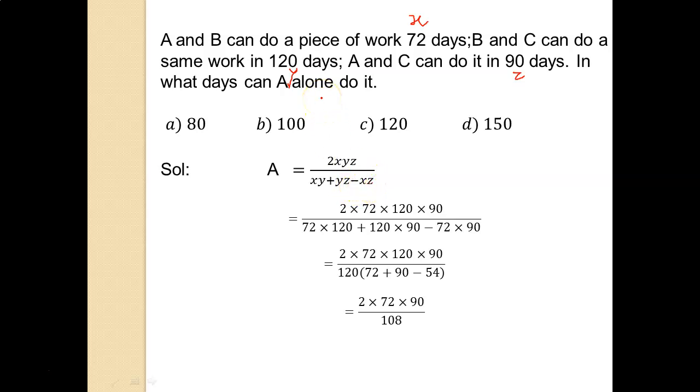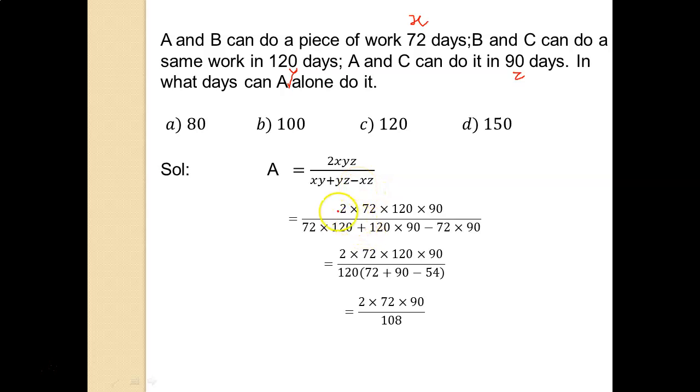Suppose the question is changed, in what days can B alone do it? So B is containing x and y, 120 days, so the sign of xy is negative. Suppose the question is changed, in what days can C alone do it? So C is containing B and C, that is y, 120 days, and C also containing z, that is 90 days. So yz is negative. But the question is, in what days can A alone do it? So A is including x and z, so the xz sign is negative.